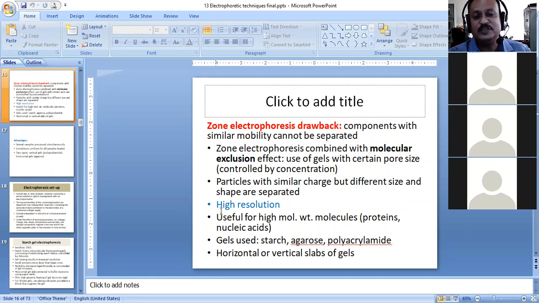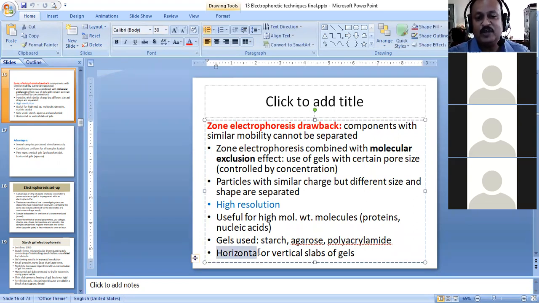Then we have also seen the drawback of zone electrophoresis. What is the drawback? If there are particles having similar properties, similar size and shape, or similar charge distribution, then these particles cannot be separated in zone electrophoresis. And then we have seen that different types of gels can be used. Starch gel, agarose gel, and polyacrylamide gel can be used.